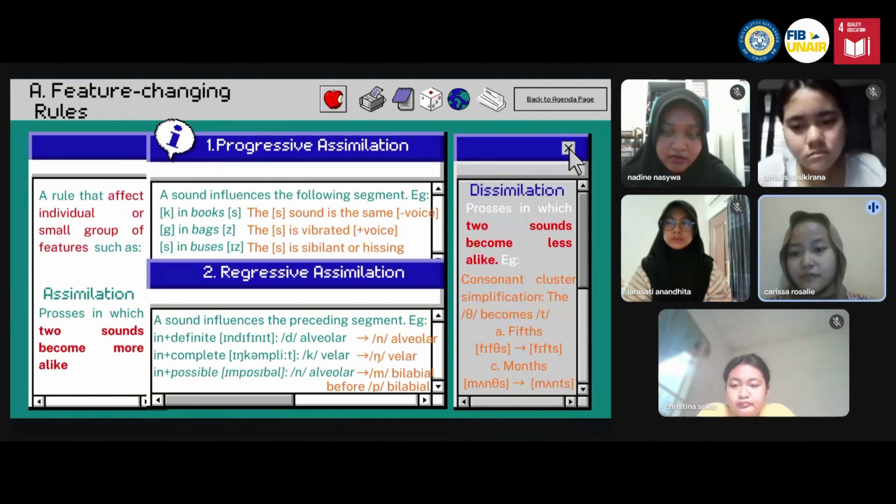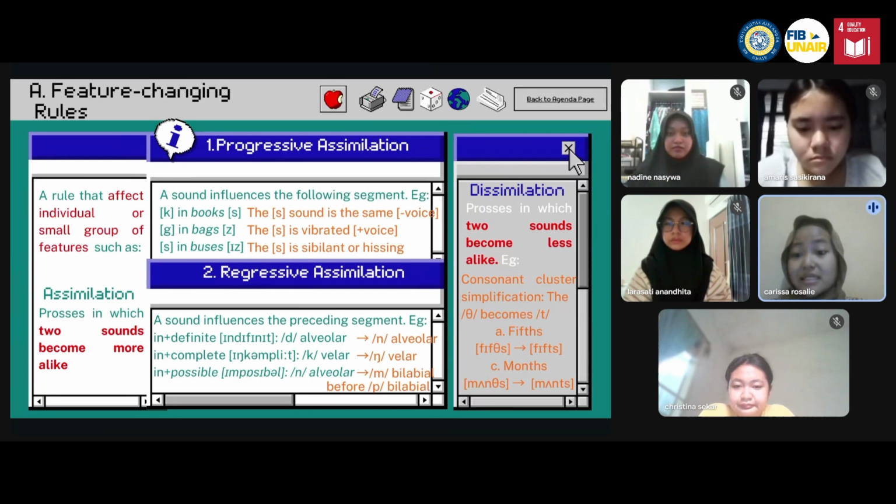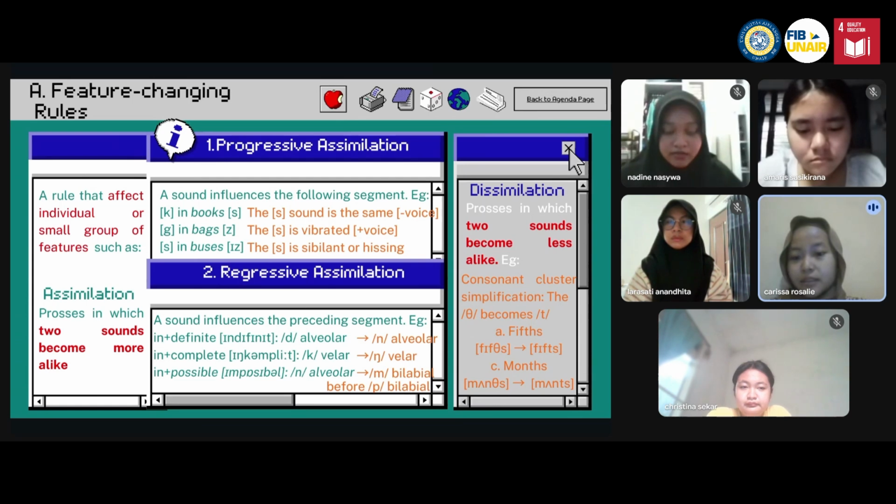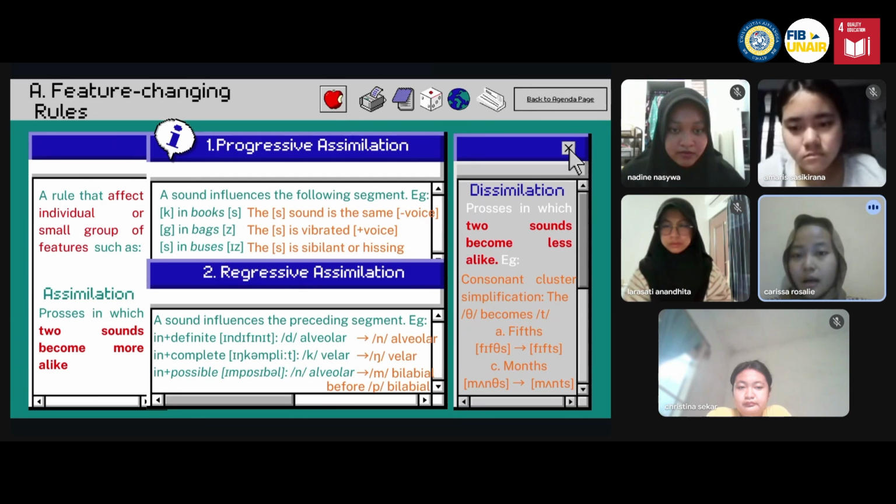The second one is regressive assimilation, where a sound influences the preceding segment. For example, the first one we have is in plus definite. We read it like indefinite because the alveolar turns into an alveolar. The second one is in plus complete, that we pronounce as incomplete. So it's not like incomplete with an N, but the N turns into ng. The K velar turns into ng velar.